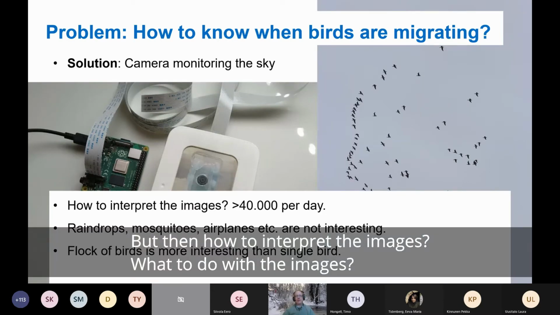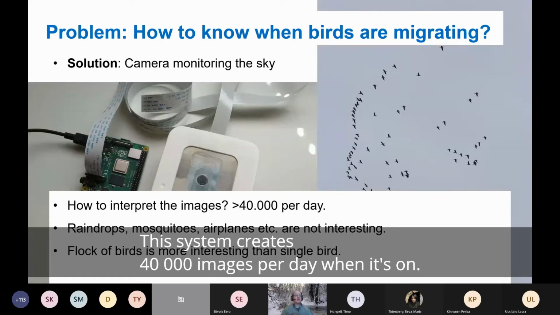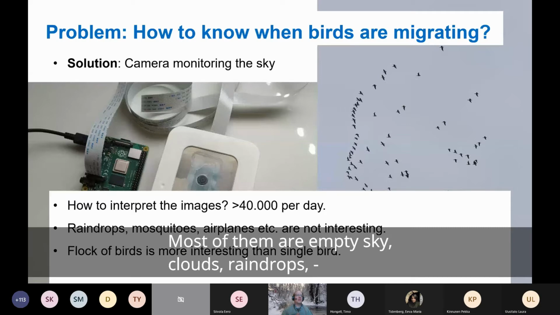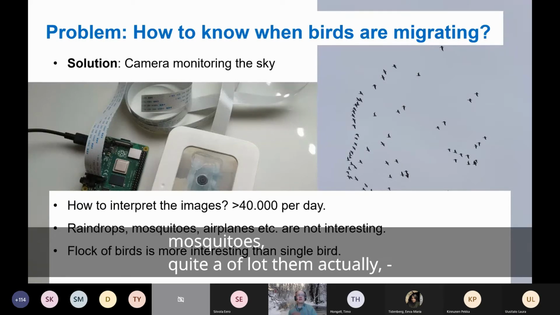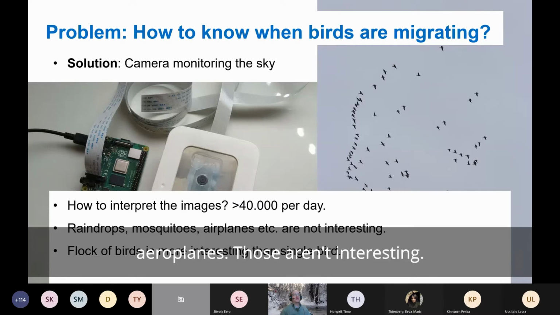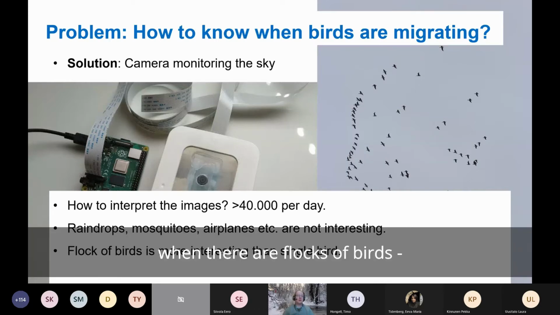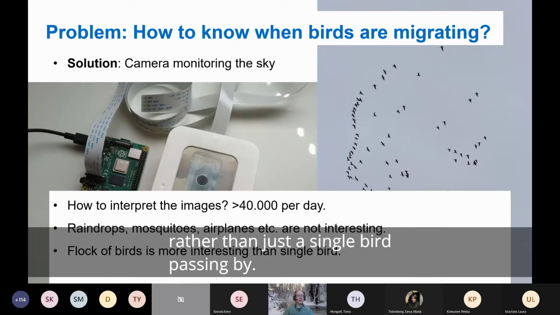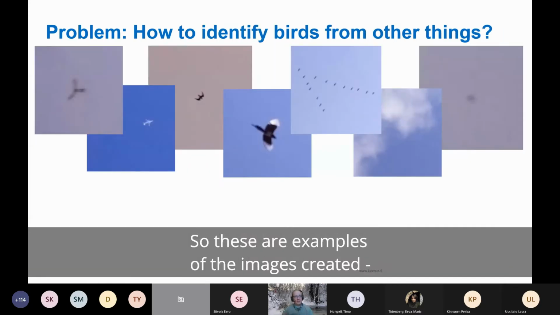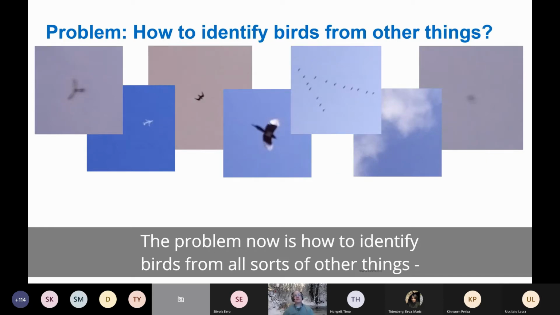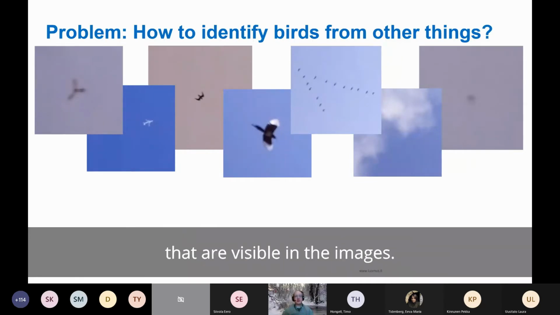But then how to interpret images, what to do with the images? This system creates over 40,000 images each day when it's on, so no one is ever going to look at those. Most of them are empty sky, clouds, raindrops, mosquitoes, quite a lot of mosquitoes actually, airplanes. Those are not interesting. And also I'd be more interested in knowing when there are flocks of birds rather than just a single bird passing by. So these are examples of the images created by the Raspberry Pi camera. So the problem now is how to identify birds from all sorts of other things that are visible in the images.